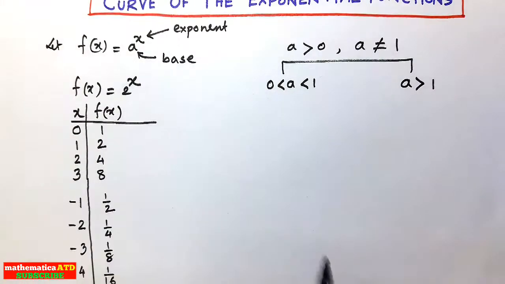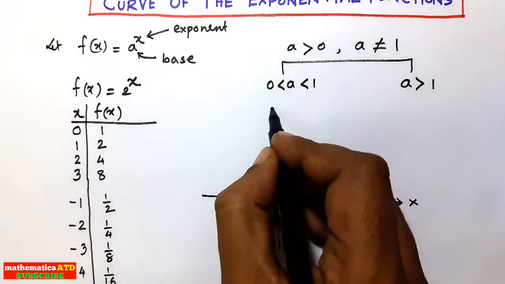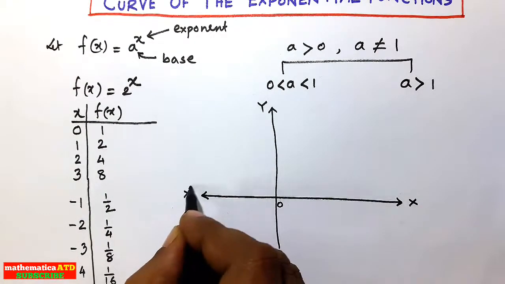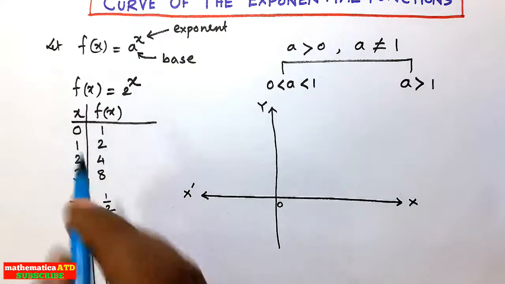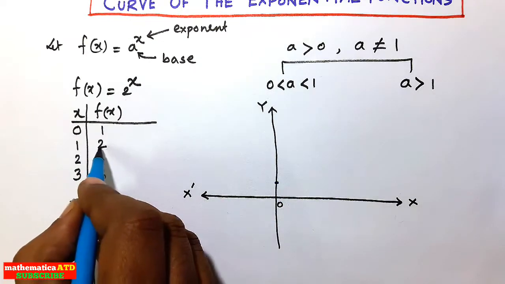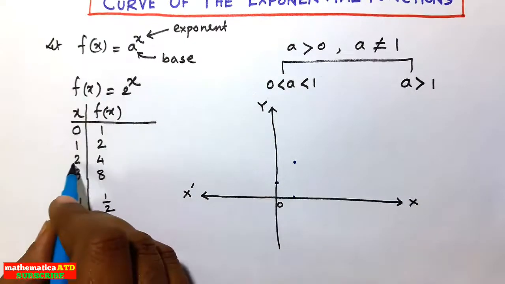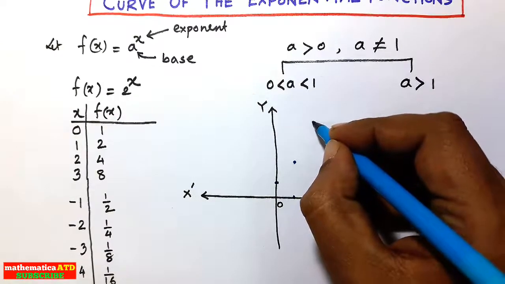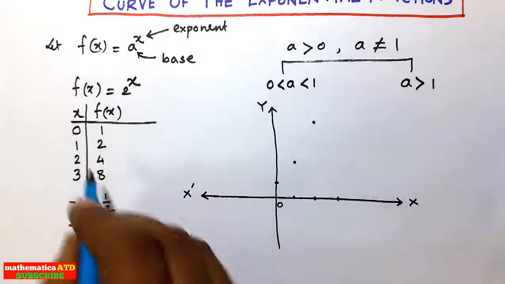So now we shall plot these points. This is the x-axis, this one is the y-axis, this is the origin, and this is the negative direction of the x-axis. First of all we shall plot the point (0, 1). Say this is the point (0, 1). Next is (1, 2). Next point is (2, 4), just double the previous one. Then (3, 8): x is equal to 3 and f(x) is equal to 8.